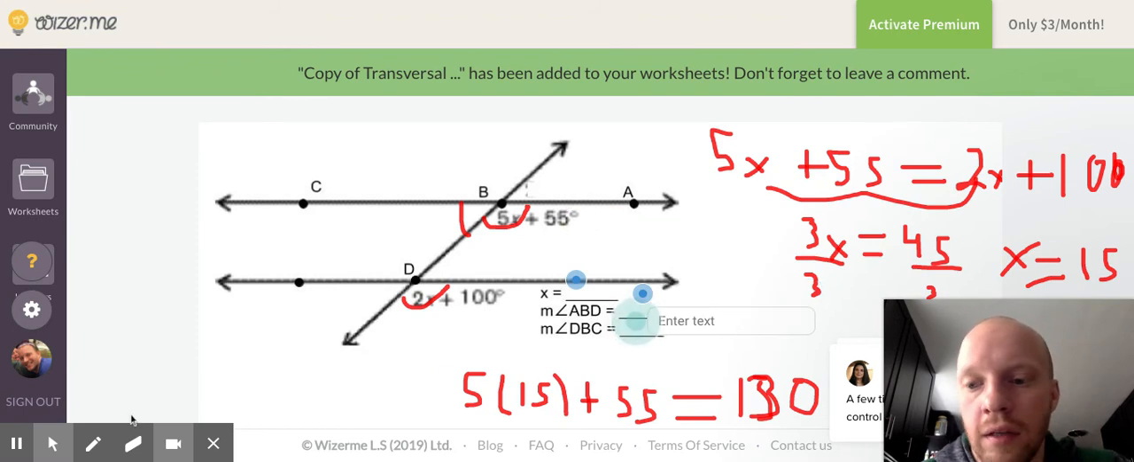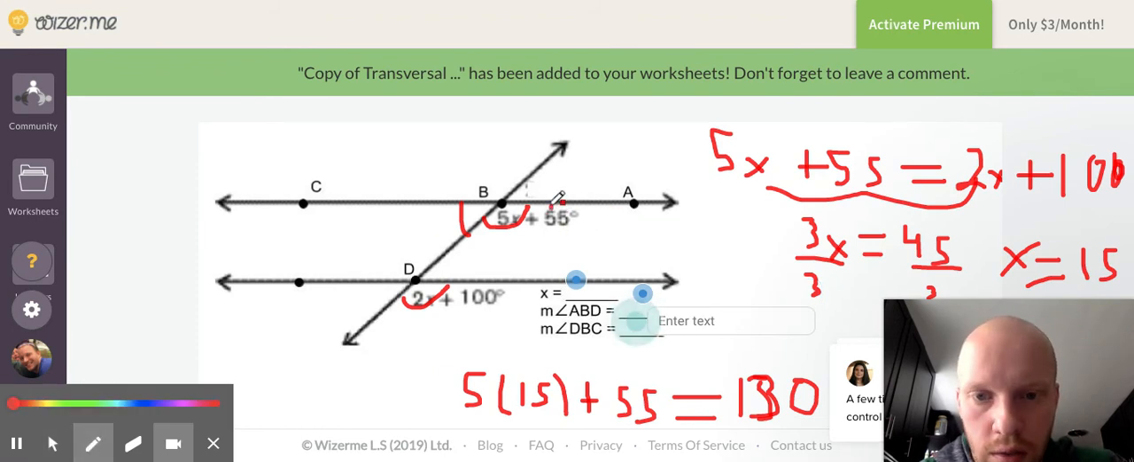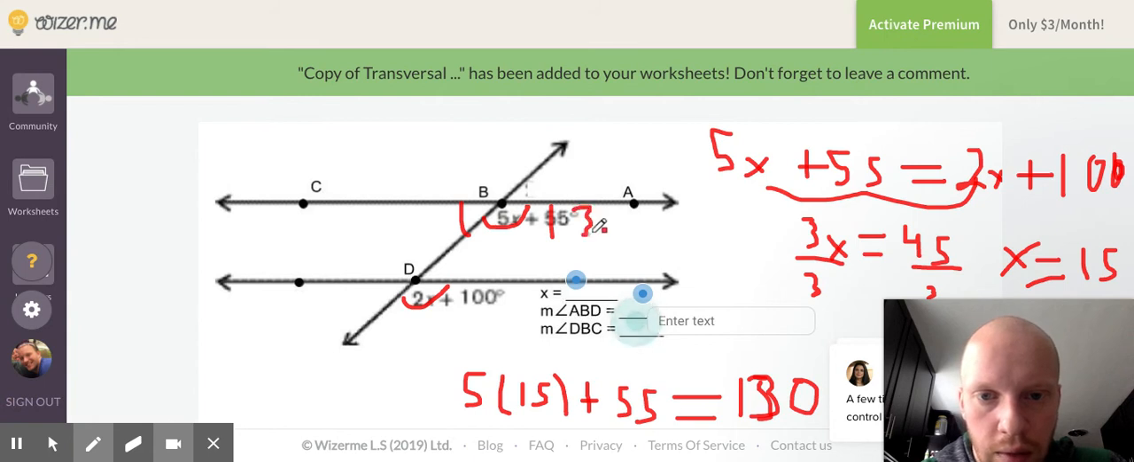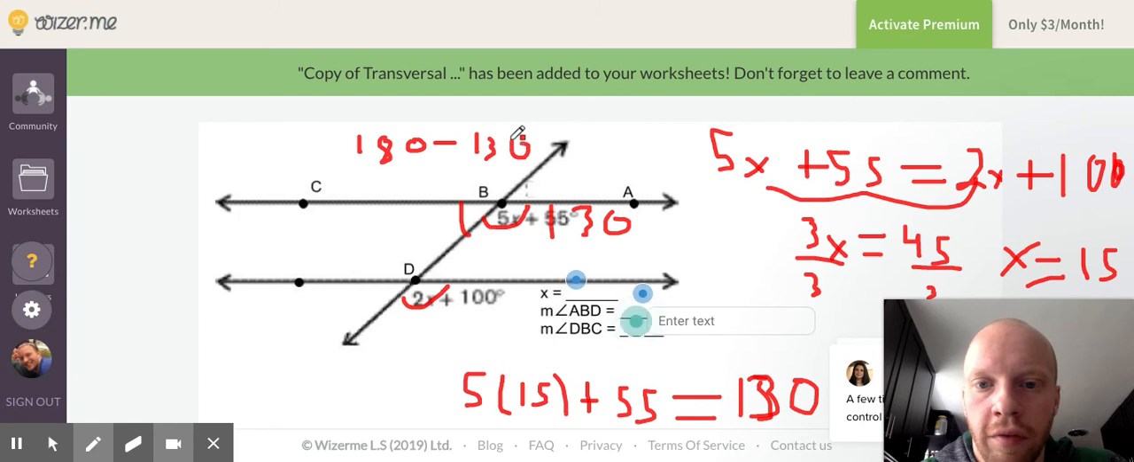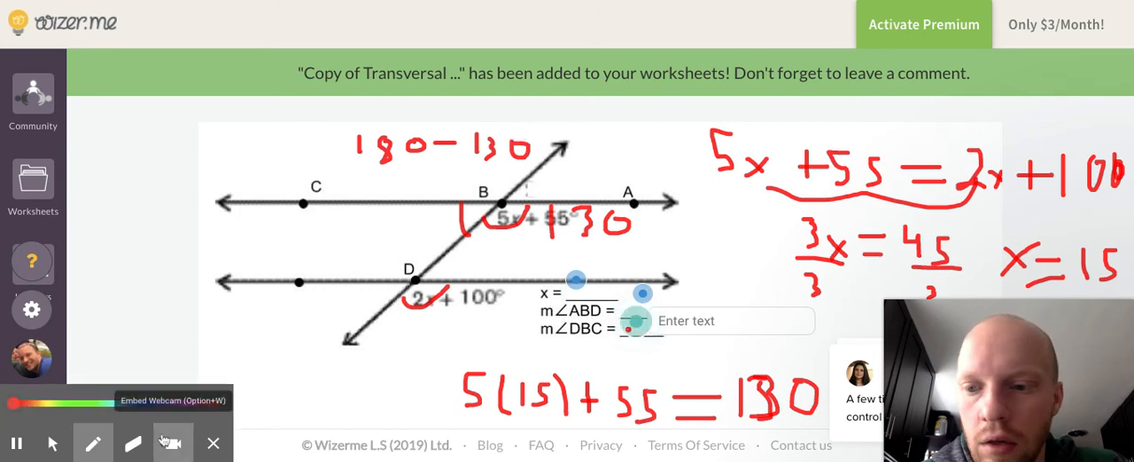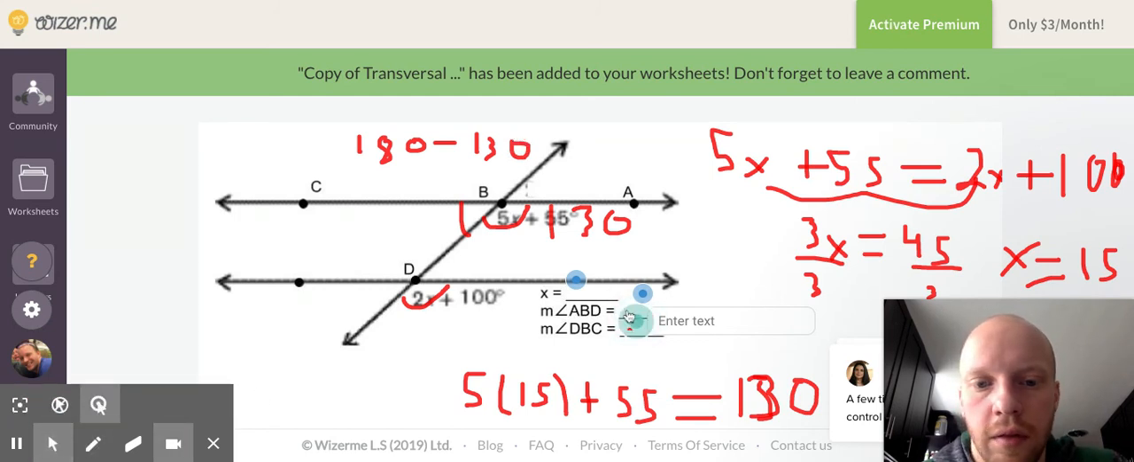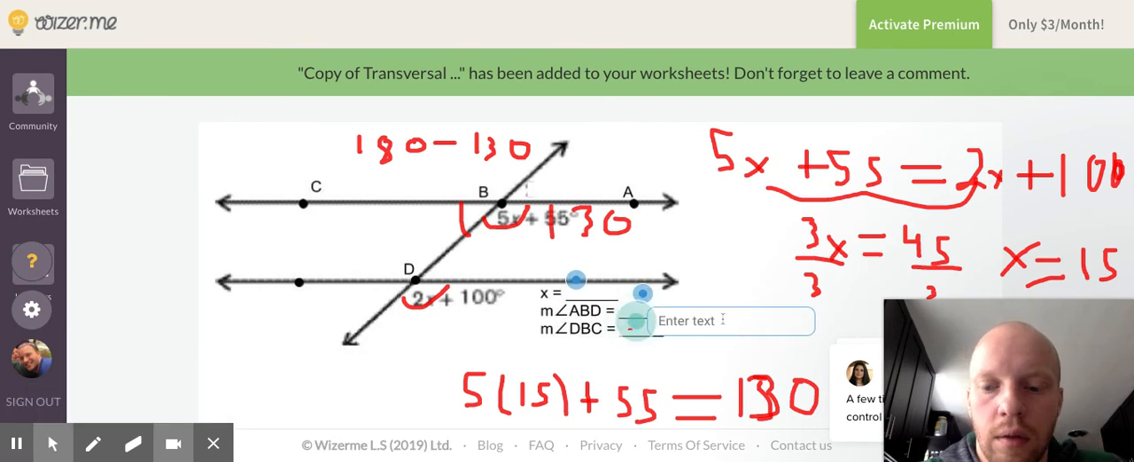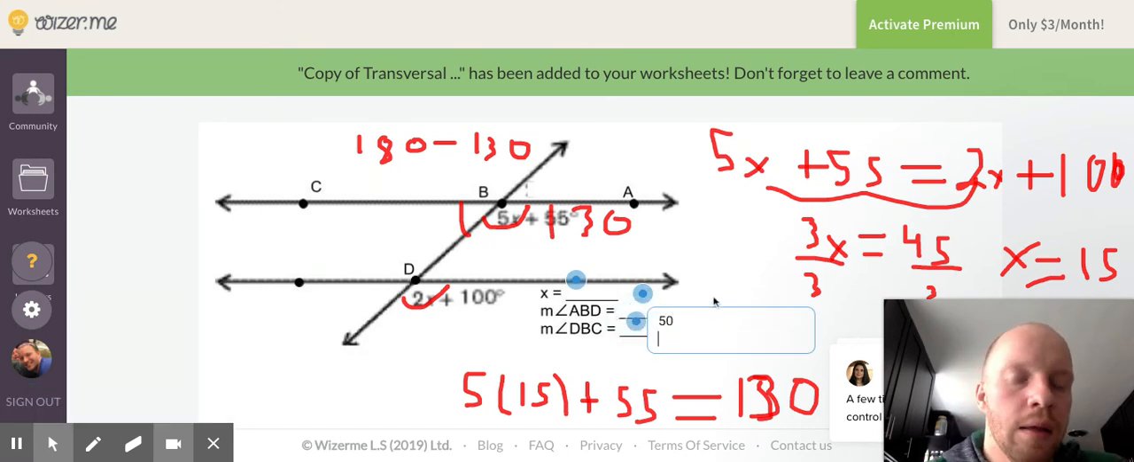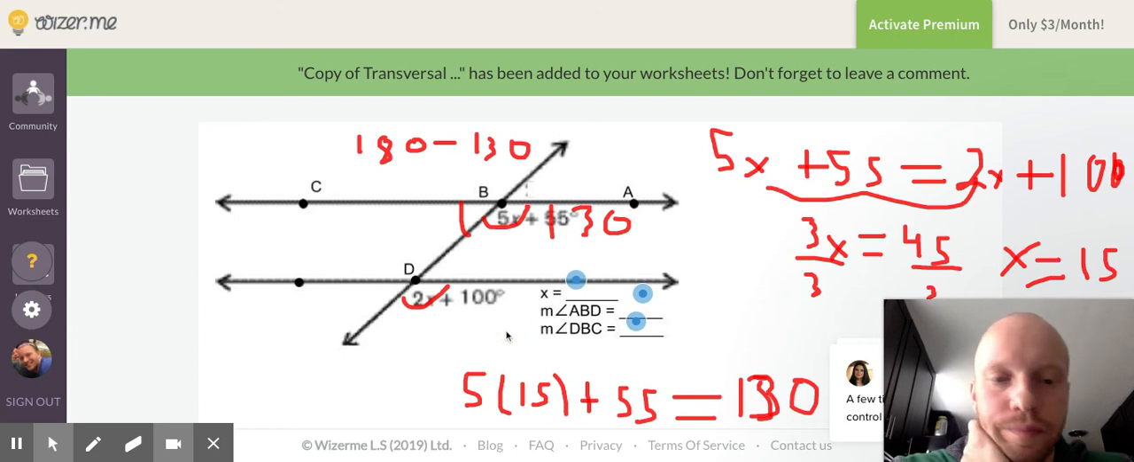Now if this here is 130, right, and it's a linear pair, so I'm going to do 180 minus 130, which equals 50. And that's going to give me the measure of angle DBC. Okay? So that is that.